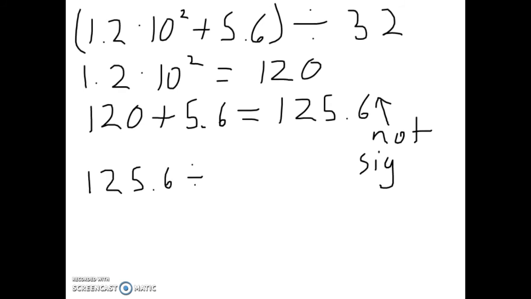So carrying that to our next operation, we do 125.6 divided by 32. We can plug that into our calculator and get 3.925. But of course, 32 only has two significant figures, and while we ignore this 0.6 here, the remaining number still only has three significant figures, and so we still reduce 3.925 to two significant figures. So our final answer is 3.9.